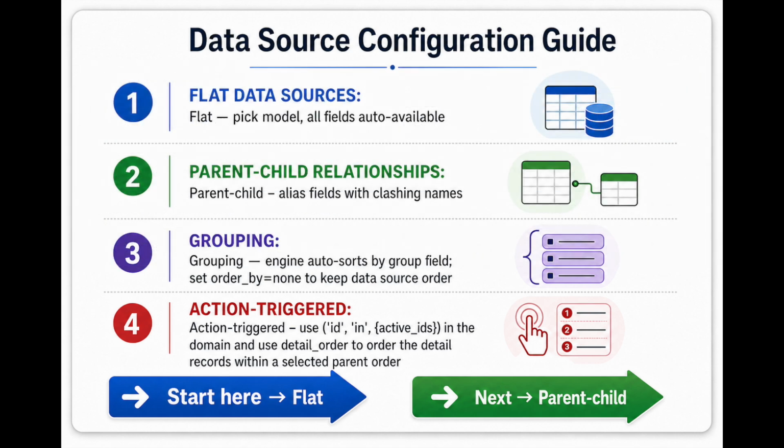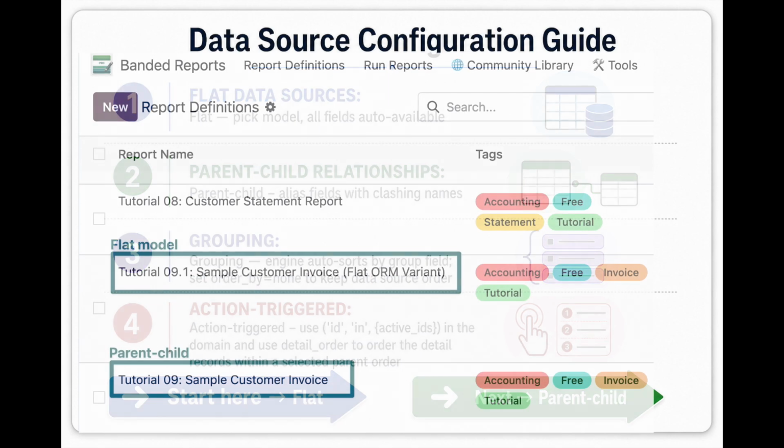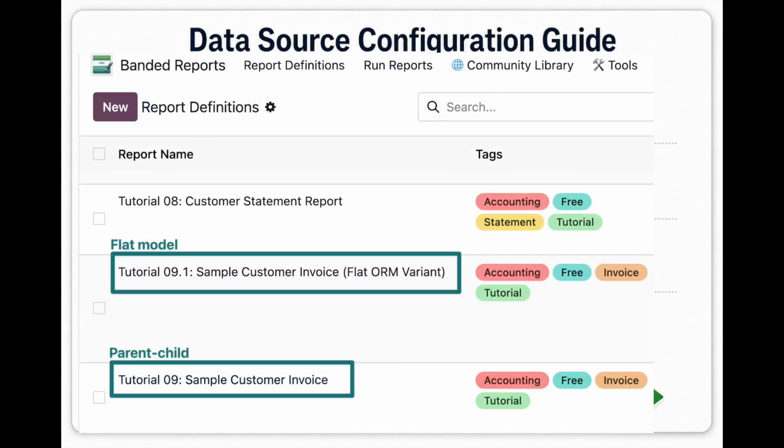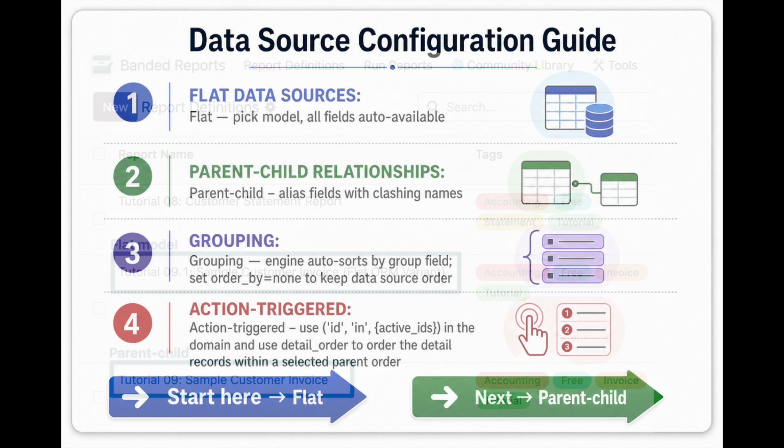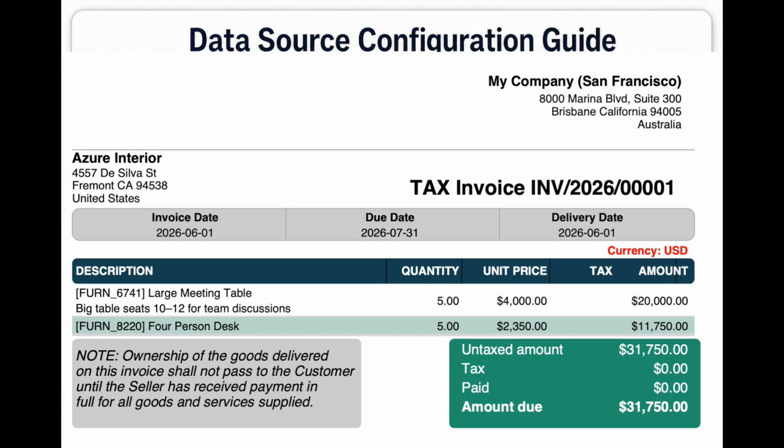Move to the parent-child model when your report needs master detail layout. However, much can be achieved with the flat model. Have a look at our demo invoices that came with the application. One is printed using a flat model and the other using the parent-child model, but they both produce the same formatted result. However, there are better ordering options with the parent-child version.